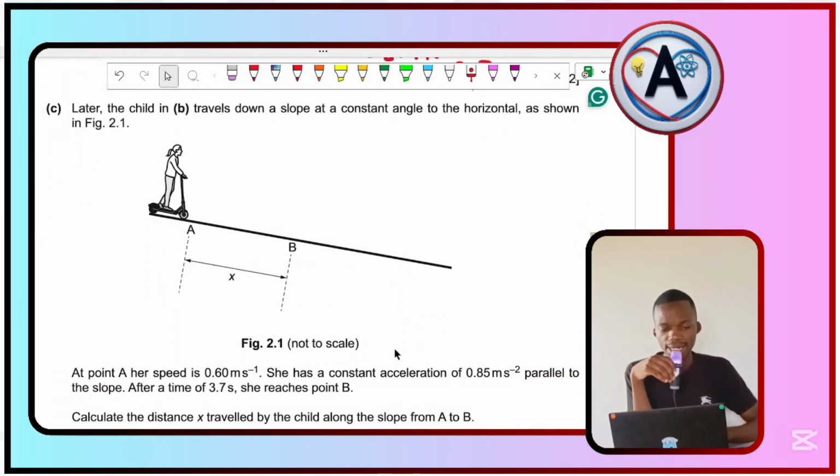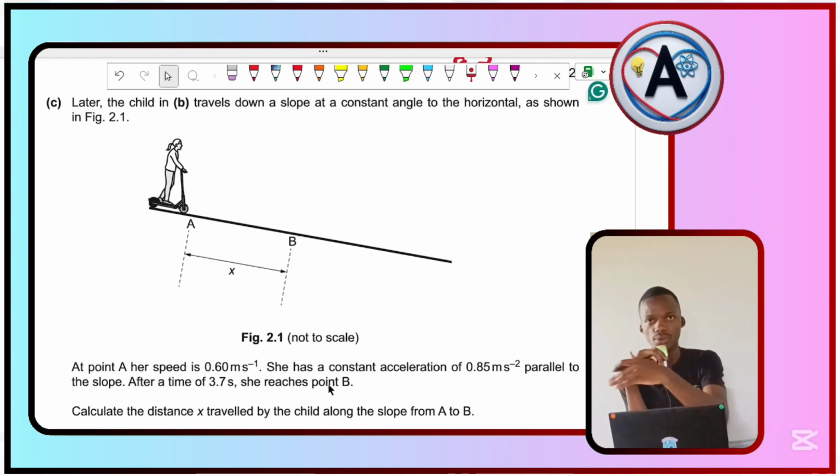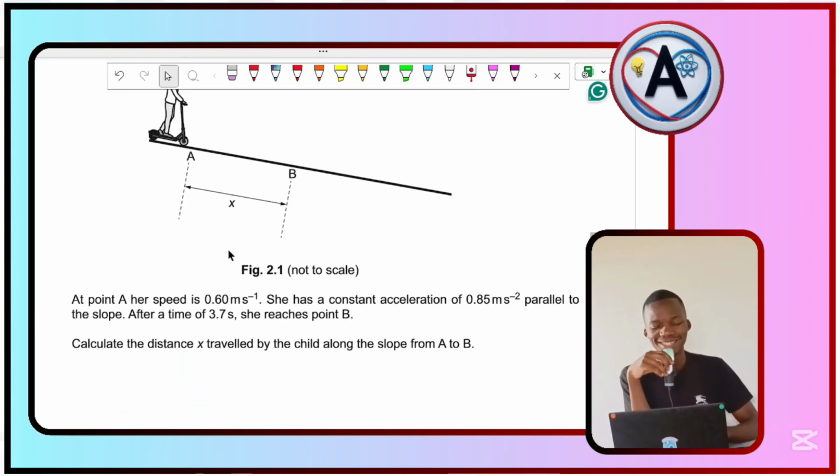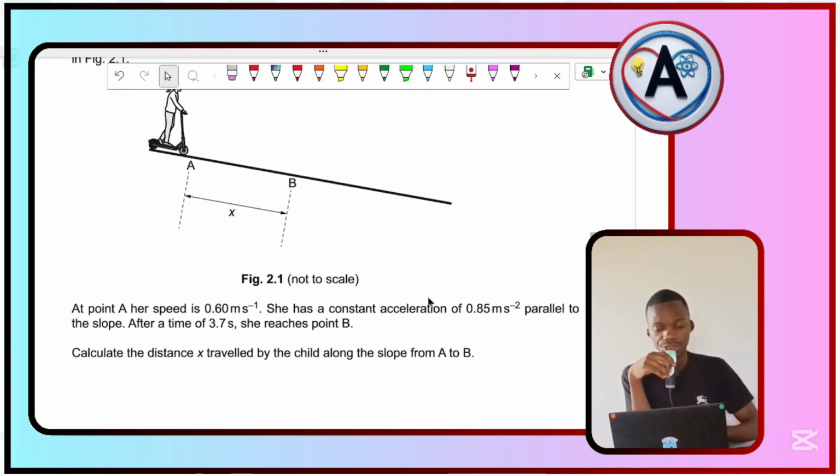Easy enough. Later, the child in B travels down a slope at a constant angle to the horizontal, as shown in that figure. So the child now is moving on a slope. Things have changed. At A, her speed is that, she has a constant acceleration of that.